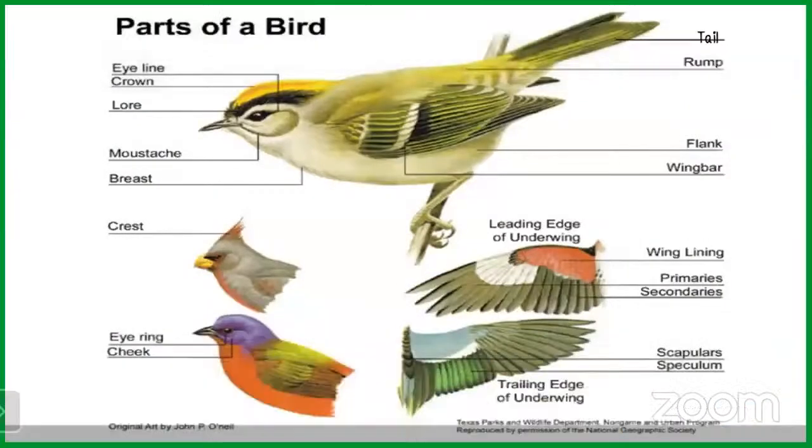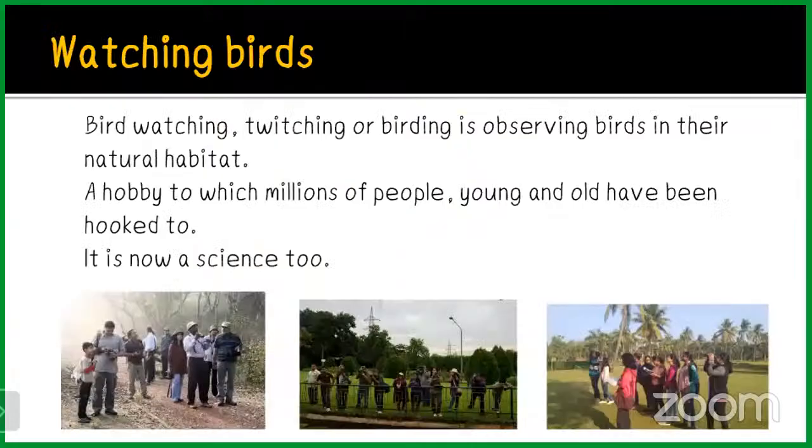So these are the parts of a bird from which we can identify them. We need to have some close looks at the birds or at different parts, basically the crown, the eye line, the moustache, the breast region, the crest if present, then the lower region, the tail, the rump, the wing bar, the flanks, then the primaries and secondaries, and the feathers of the underwing. So these are the parts of a bird from which we can identify them.